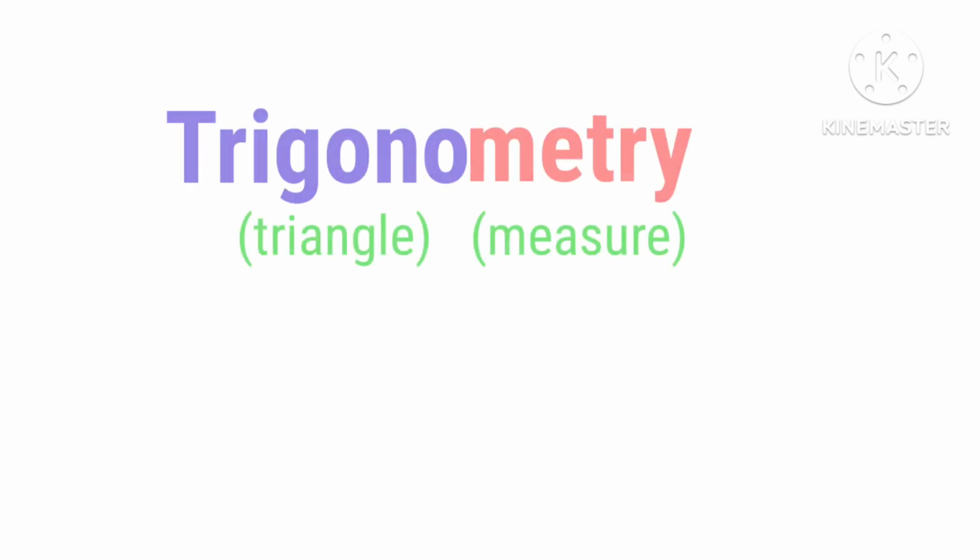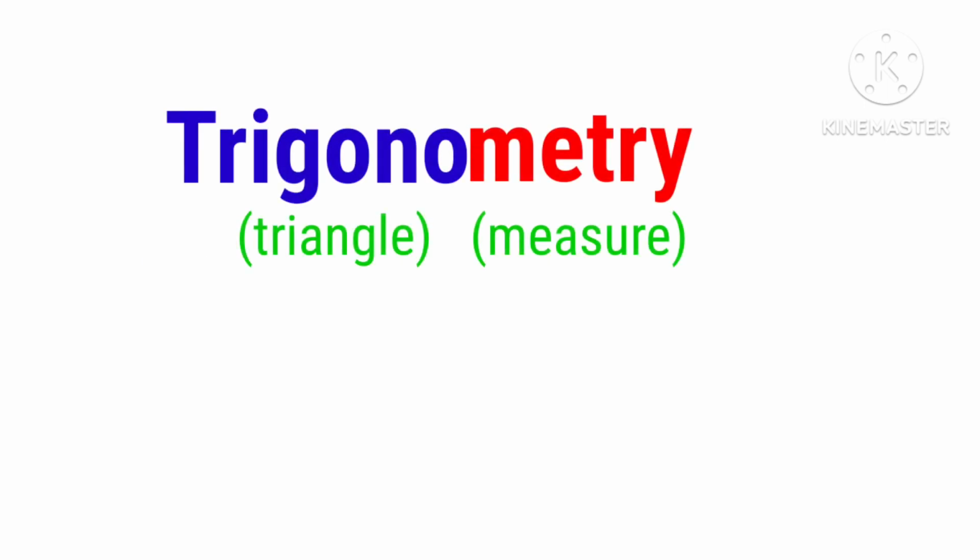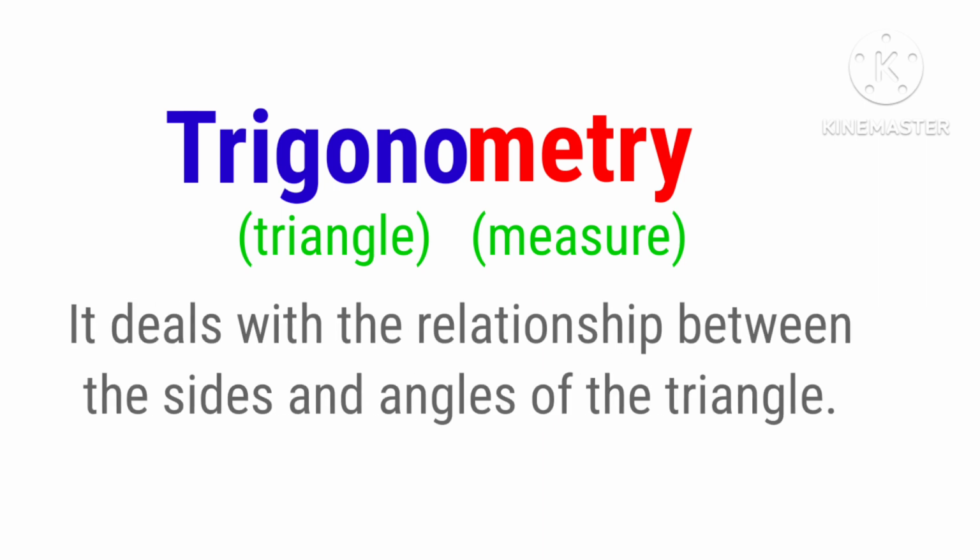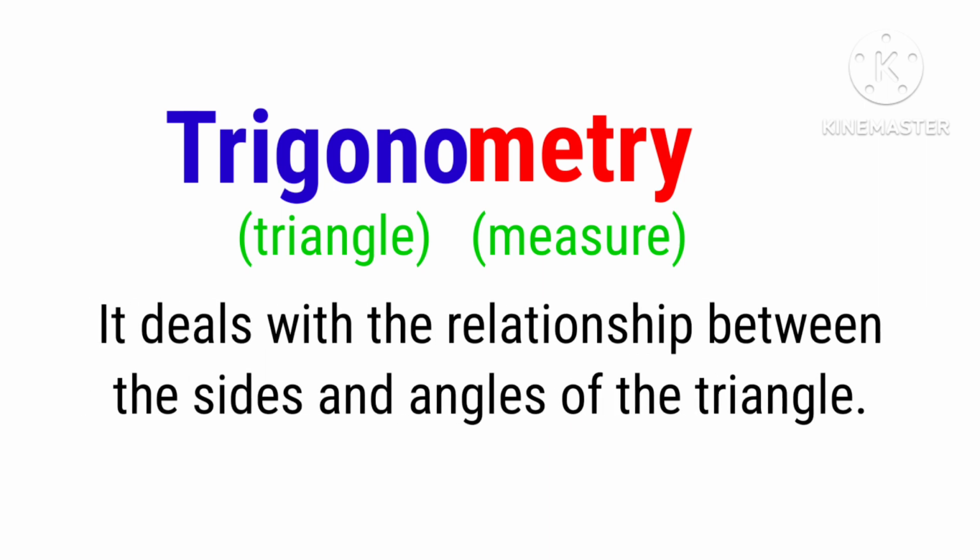What is trigonometry? Trigon means triangle and metry means measure. So, measurement of the triangle. Studying the measurements of a triangle is known as trigonometry. In words, we can say that it deals with the relationship between the sides and angles of the triangle. Studying the relationship between the sides and angles of a triangle is known as trigonometry.